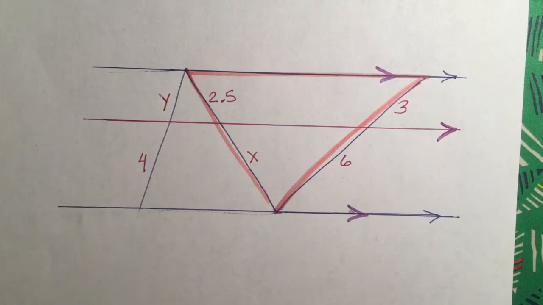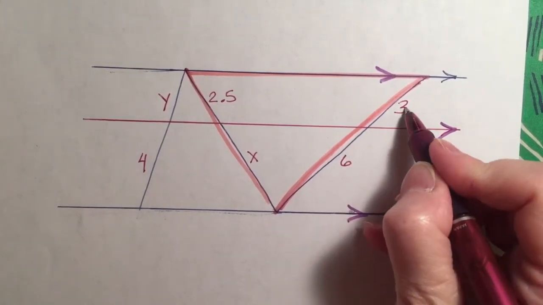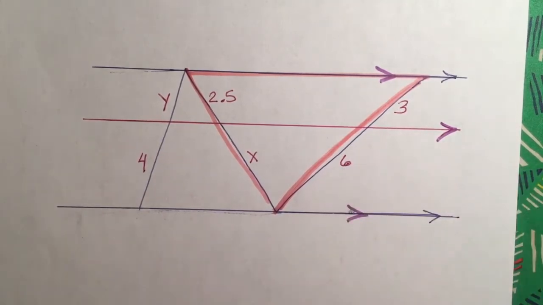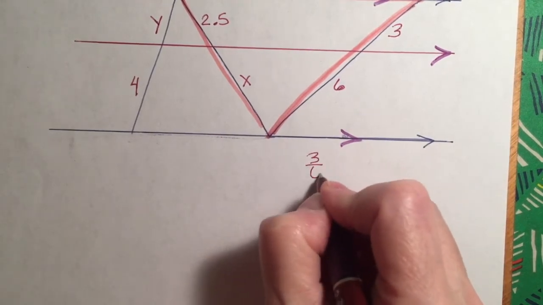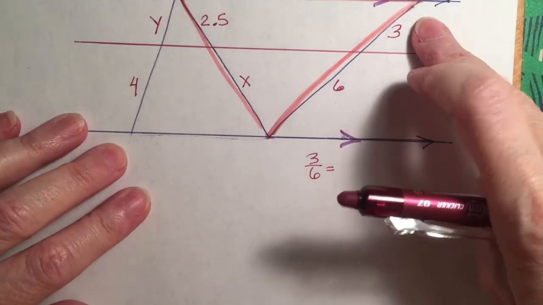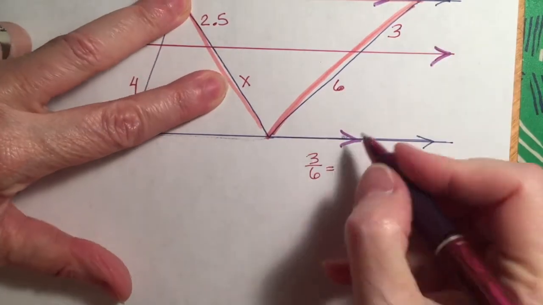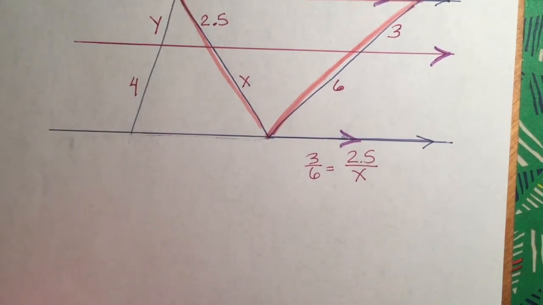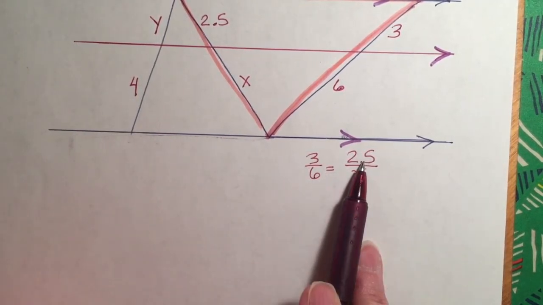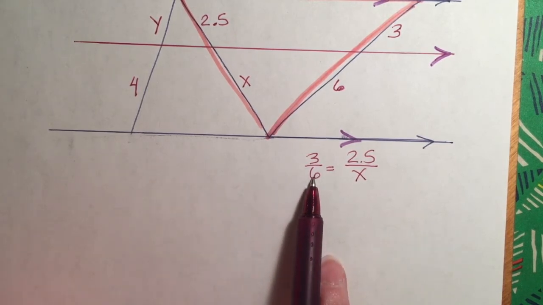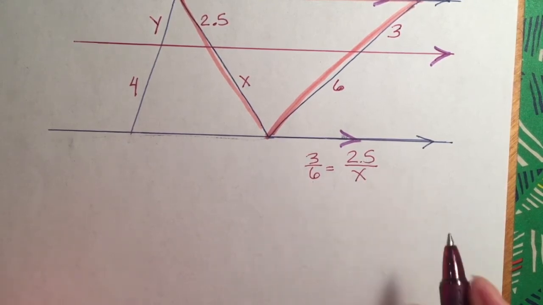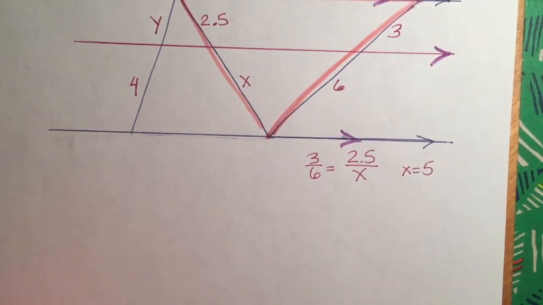So if we just look at this one, we can write a proportion. We can say 3 compared to 6, okay? The upper number compared to the lower number. So 3 compared to 6 has to be the same, this to this, as 2.5 to x, right? All right. Now you can do it a couple ways. We could cross multiply, or you could just use your logic and say, the 6 is twice as big as the 3, so this must be twice as big as 2.5, which makes it 5, okay?